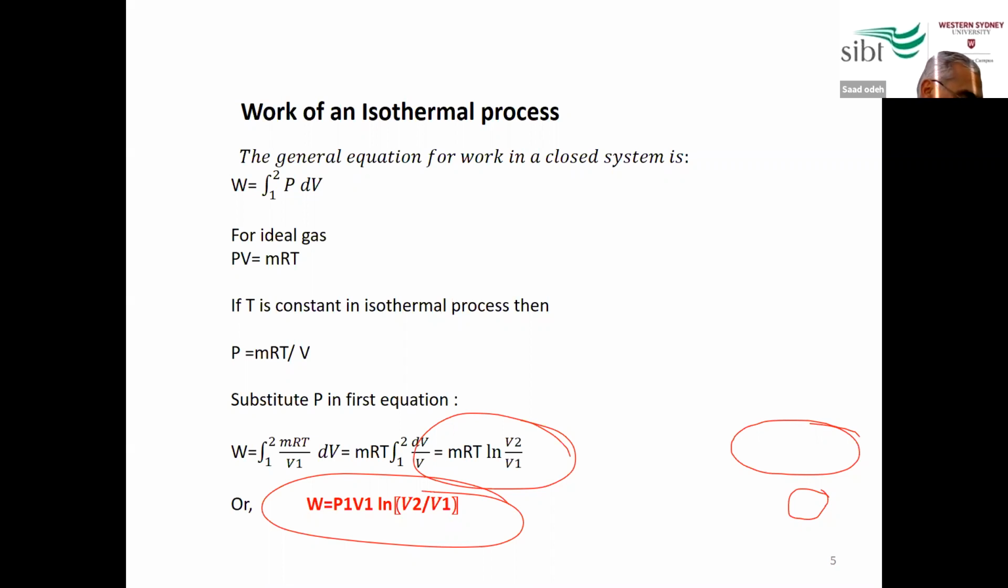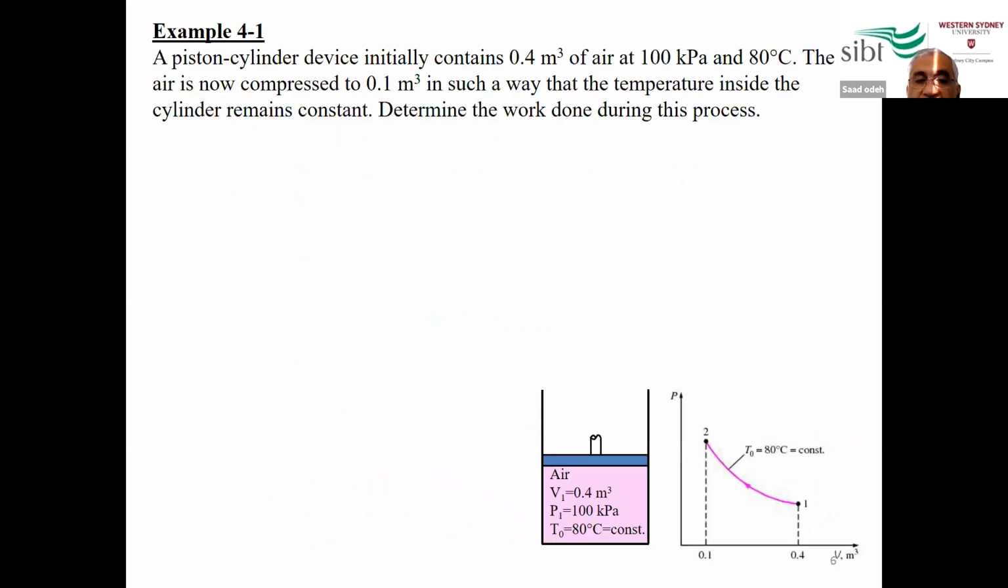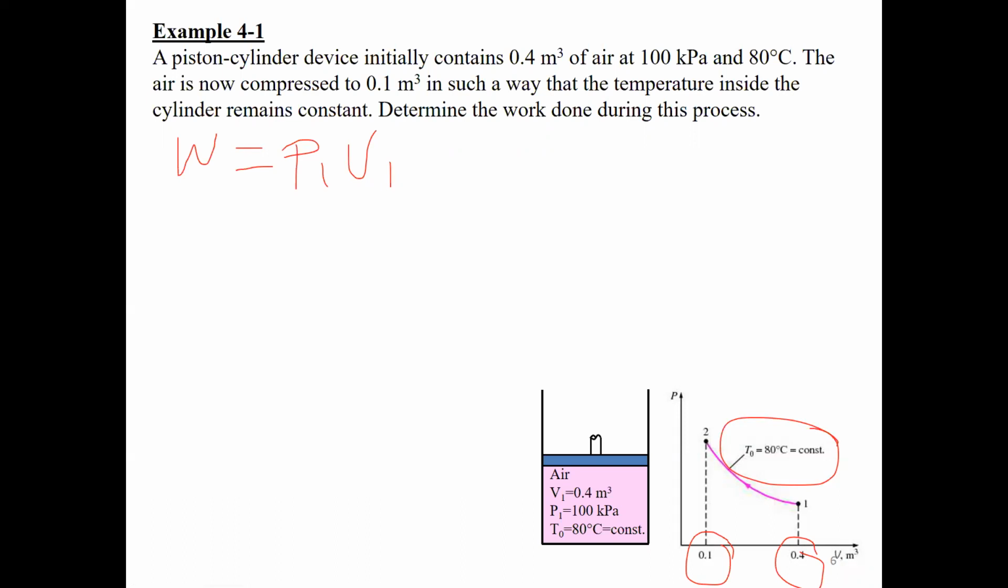Okay, so we go back to the question. Now, can you please apply one of these equations on this condition? We have the temperature already given. You know volume 1 and volume 2 already given. You can find out the work done. It's quite simple, just straightforward. You can say W is equal to P1 V1, 100 multiplied by volume, which is 0.4.